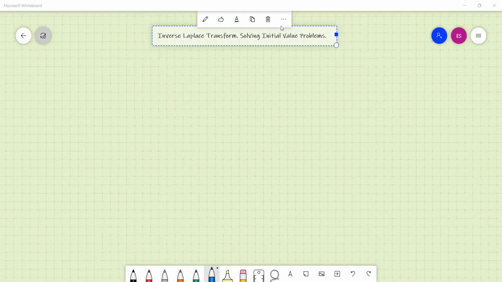Hello, everyone. Today we are going to do a lecture on inverse Laplace transform and solving initial value problems. I think in our book, these are sections 7.5 and 7.6, but I'm not sure. So we are going to start with the definition of inverse Laplace transform.